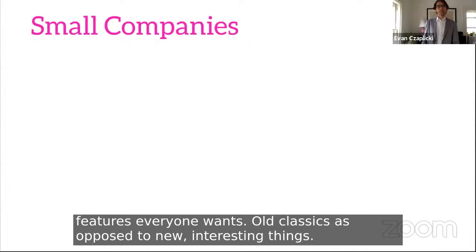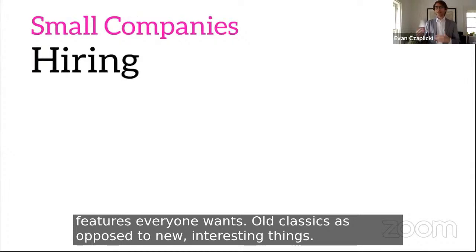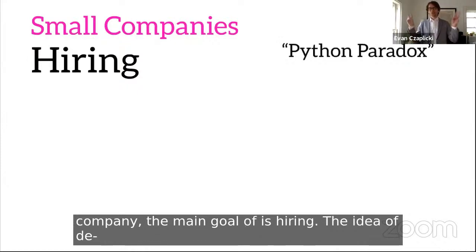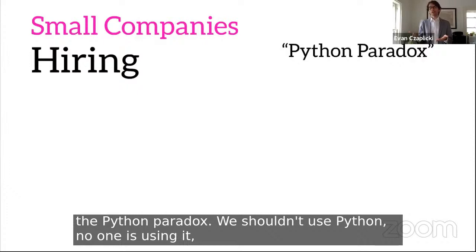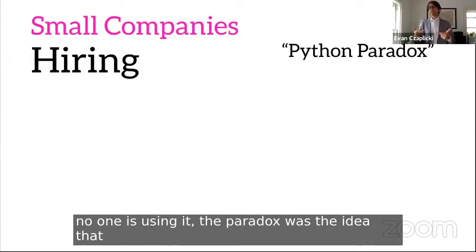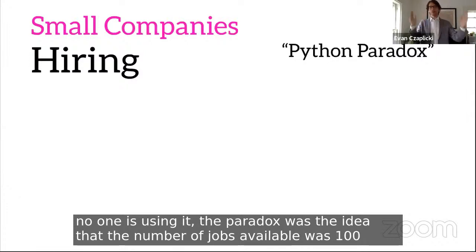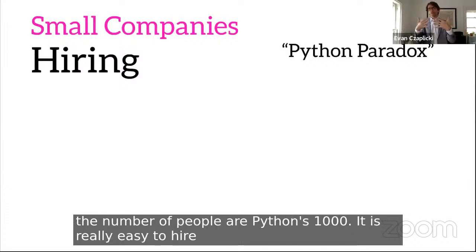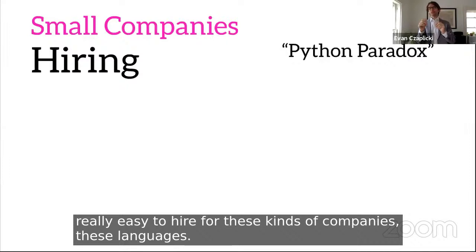And in the context of a small company, the main goal often is hiring. So there's this idea of the Python paradox, where Python was a small language and people would say, well, we shouldn't use Python because no one's using Python. How will we hire? And the Python paradox was this idea that the number of jobs available, let's say, is 100, and the number of people who learn Python is 1,000. So it's actually really easy to hire for these kinds of companies, these kinds of languages.